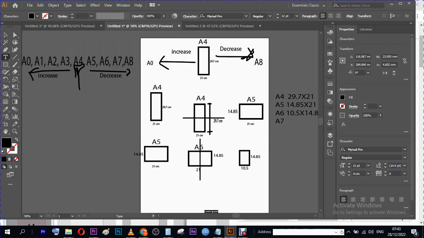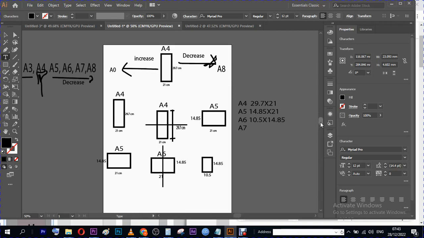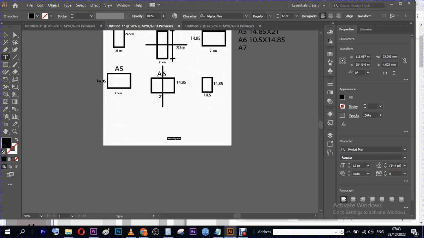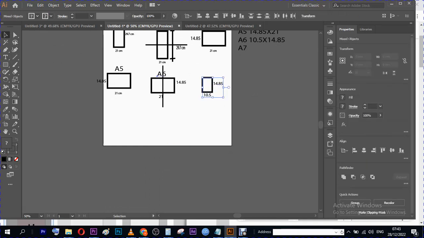From A0 to A4, when you're coming from A4 towards A0, the sizes increase. When you're going away from A4 to A8, the sizes go on decreasing. So it is the same thing I'm trying to explain to you here. Now we'll remove this. If we get this, this is an A6.